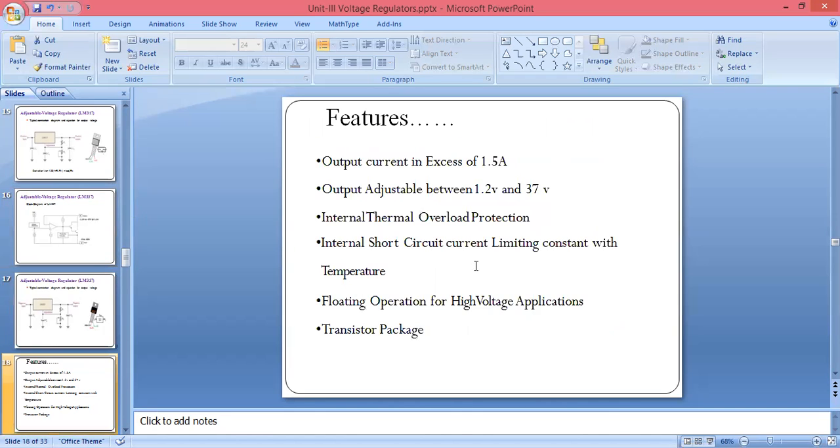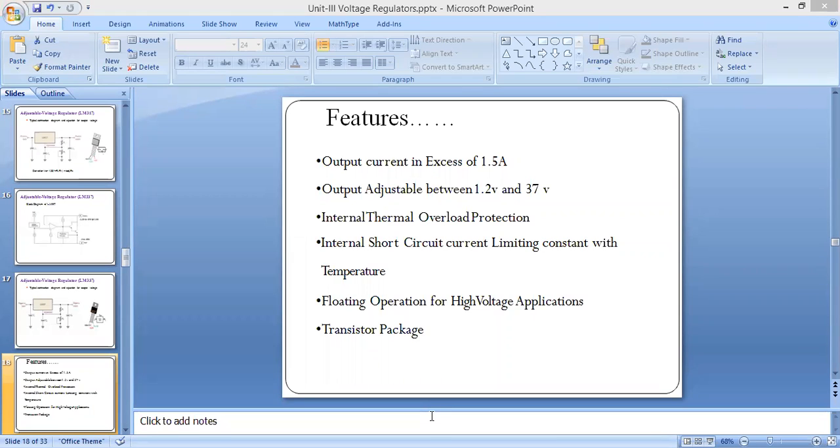And if you see, there are some features of the LM317 and LM337. Okay. Sneha, is there any issue?